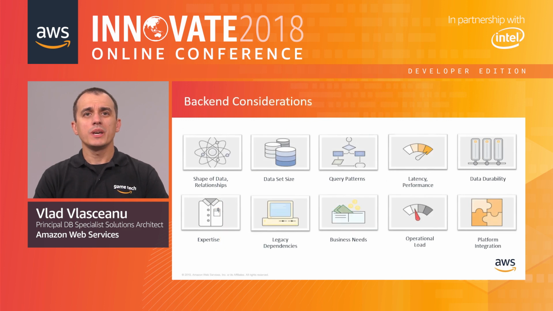So how do you pick the right database service for your workload? Over time, we've boiled it down to 10 types of considerations that come into play. Some of them are really obvious, like the shape of your data or the size of your data set or the types and volume of queries that you're running against your database. But there are other considerations that may be less straightforward. For example, the level of expertise in your organization. Which database engines are you more experienced with?